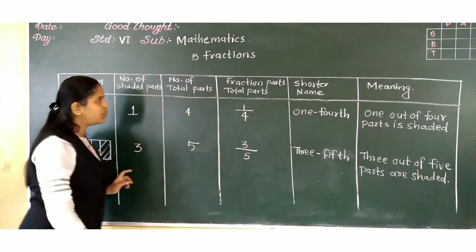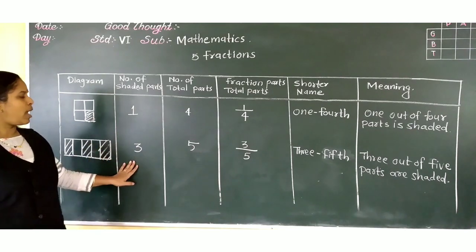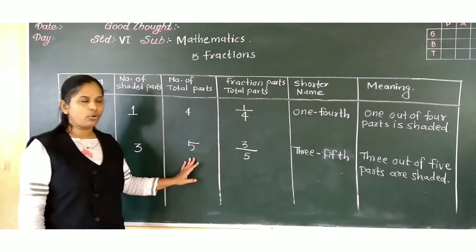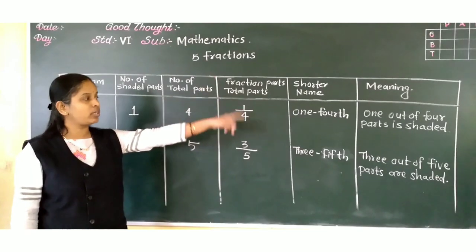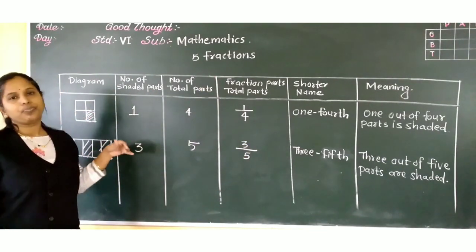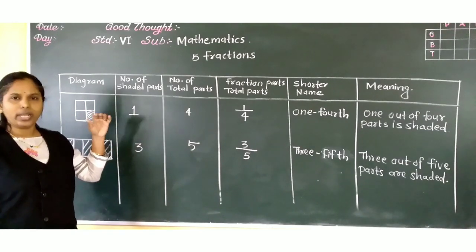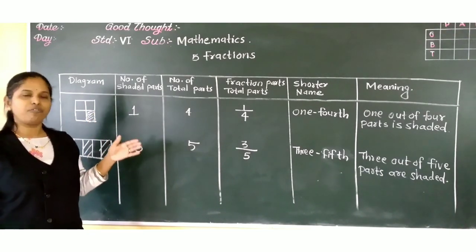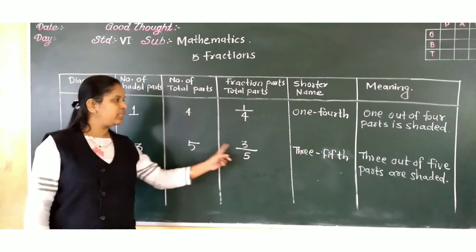Okay, understood how to write the number of shaded parts, the number of total parts, the fraction, the shorter name and the meaning. In this way, they may give you any figure, and from that we have to write in this way.